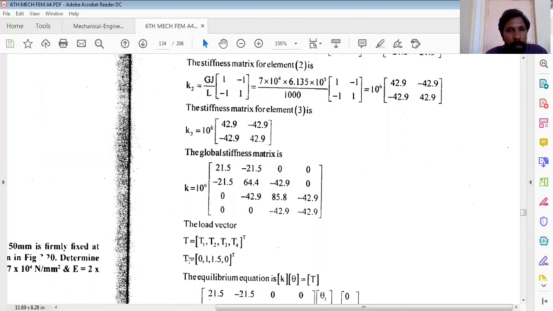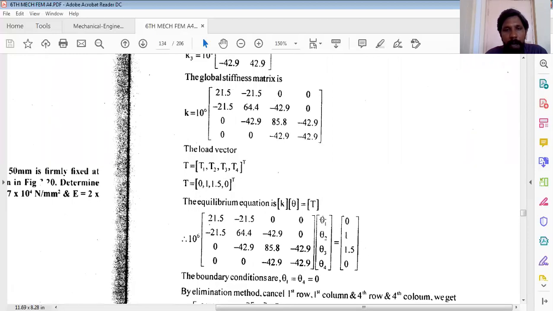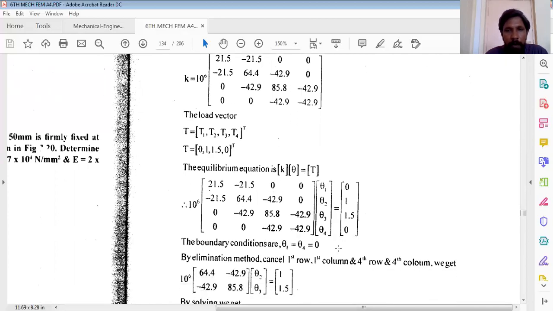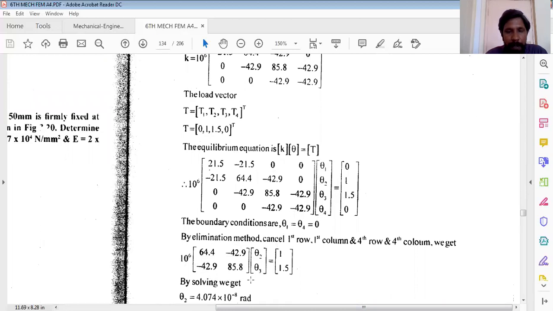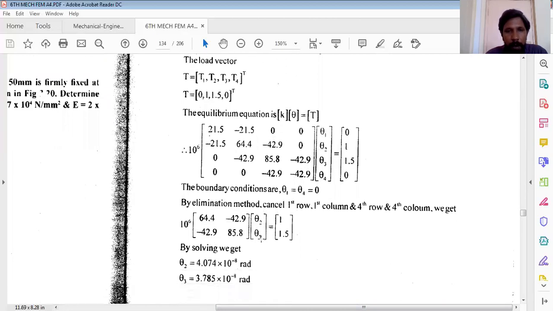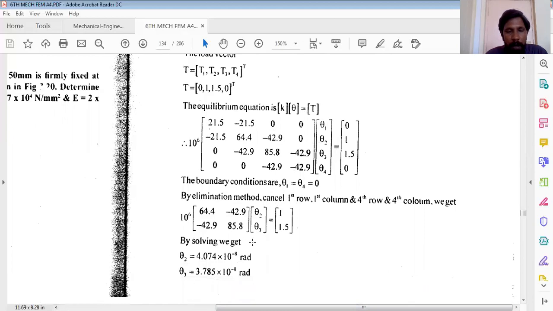Node 1 and node 4 are completely fixed, so the torques acting at node 1 and node 4 are equal to 0. When you form the equilibrium equation, K into theta is equal to T, we have the global stiffness matrix of the shaft, the global displacement vector in terms of angle of twist, and the global force vector in terms of twisting moment or torque. As node 1 and node 4 are fixed, theta 1 and theta 4 will be equal to 0. After elimination, we get a 2 by 2 matrix, which can be solved for the corresponding angles of twist of node 2 and node 3, that is theta 2 and theta 3.